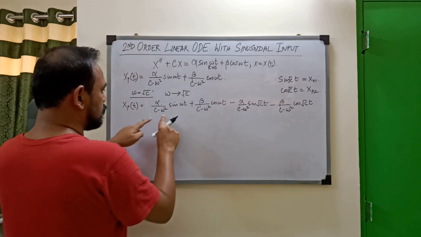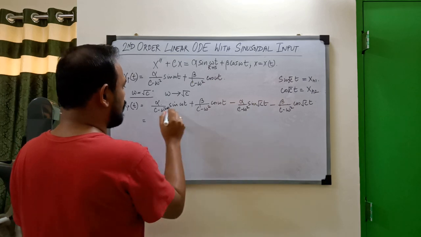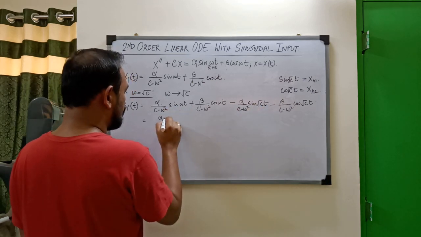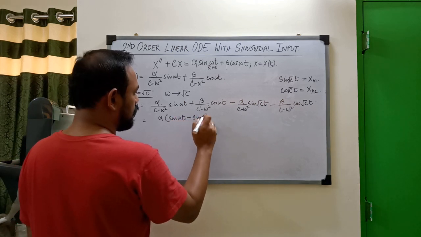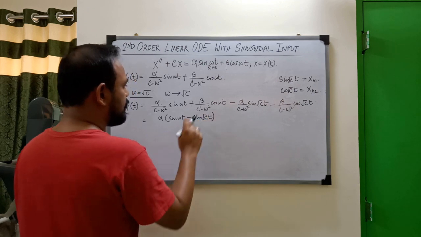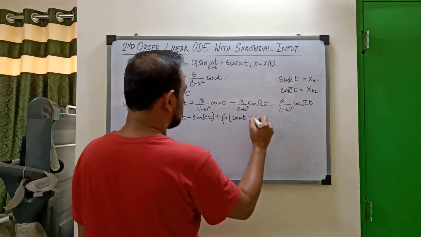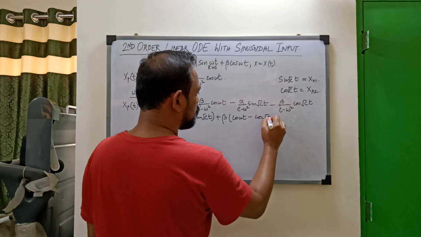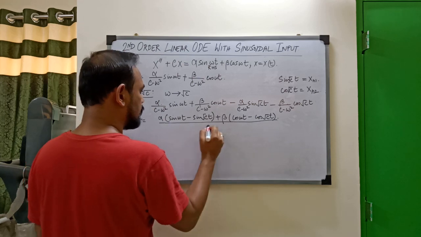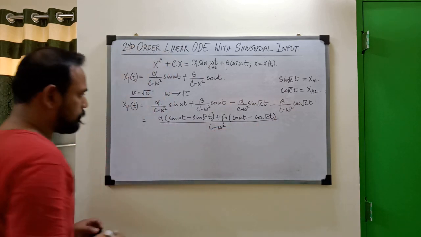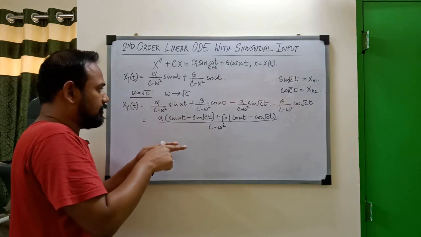You have a denominator of c minus omega square throughout. So here I have alpha. If I want to group these two, I have alpha and then sine omega t minus sine root c t. And then from these two, I have beta cosine omega t minus cosine root c t. Okay, and the whole thing is divided by capital C minus omega squared. That's the adjustment.